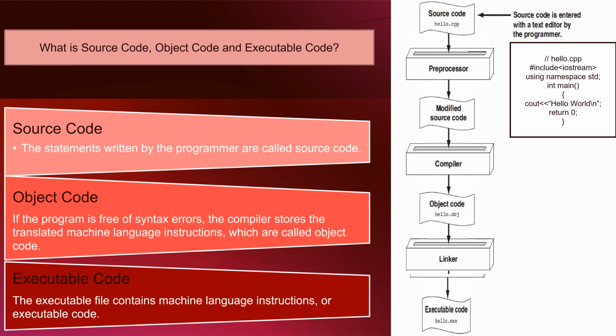The entire process of invoking the preprocessor, compiler, and linker can be initiated with a single action. For example, on a Linux system, the following command causes the C++ program named hello.cpp to be preprocessed, compiled, and linked. The executable code is stored in a file named hello.